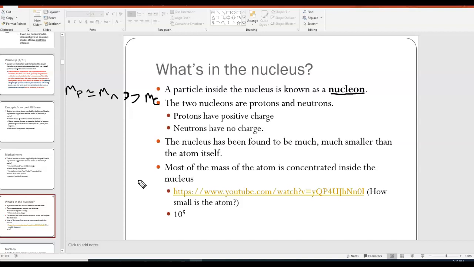So protons have a positive charge, electrons have a negative charge, but besides one being positive and one being negative, they have vastly different properties. So keep that in mind.